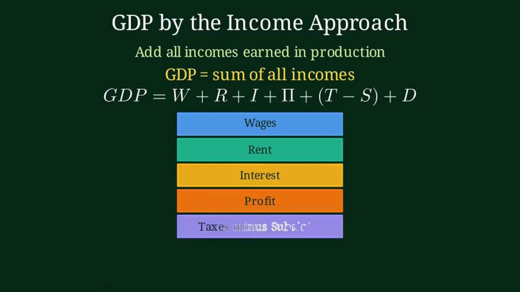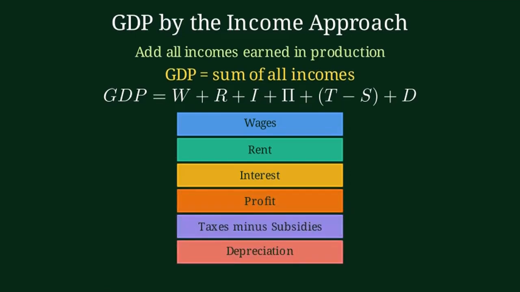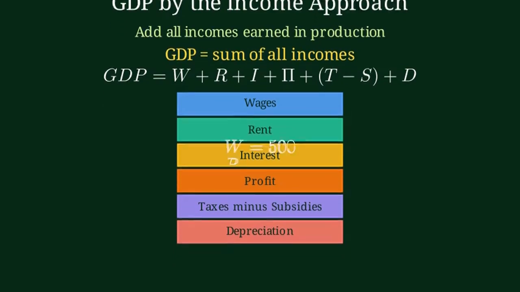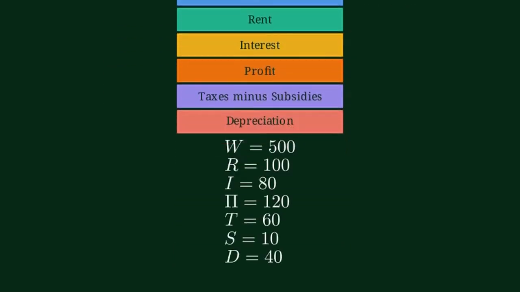Here is a visual stack of the income components. Each block represents one source of income that adds to GDP. Now, let's do a full example with actual numbers.